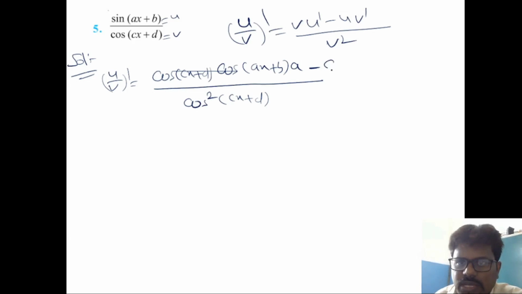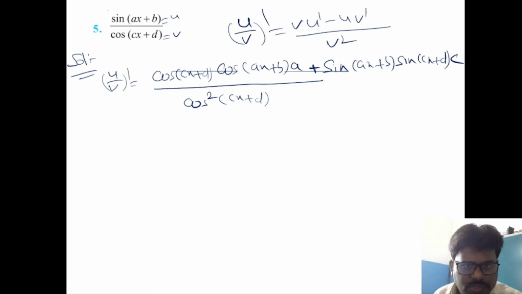Minus here, u means your numerator, write that as it is, so sin ax plus b. And here the differentiation of the denominator, that is cos x differentiation, minus sin x. That minus I am writing as plus here, so sin cx plus d, and here the differentiation of this cx plus d we have to write, and that is nothing but c.